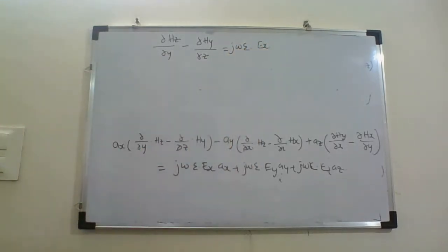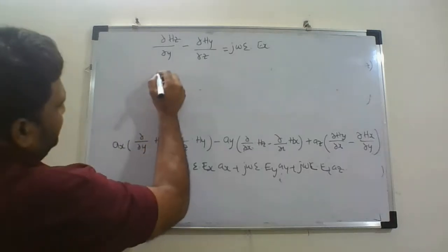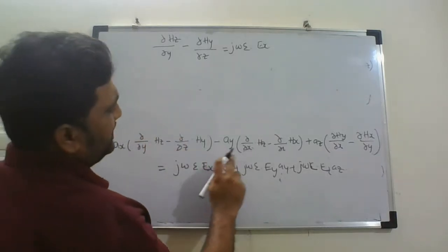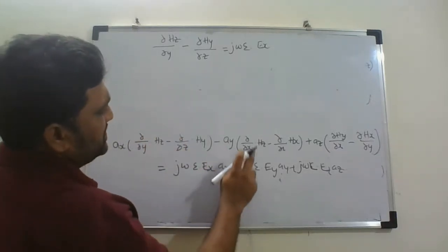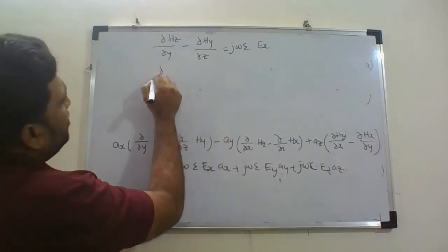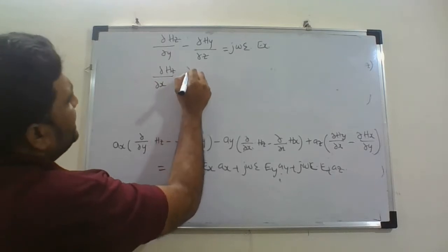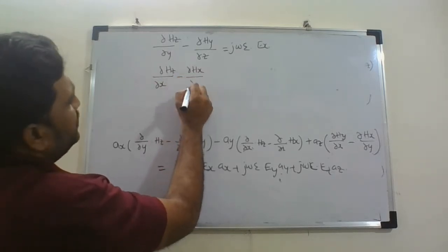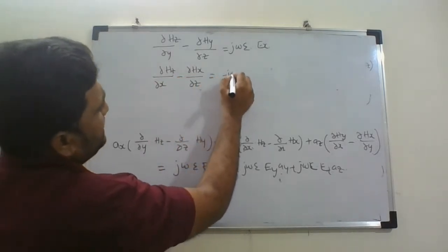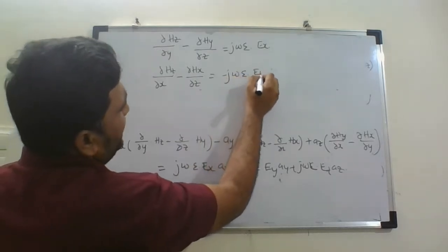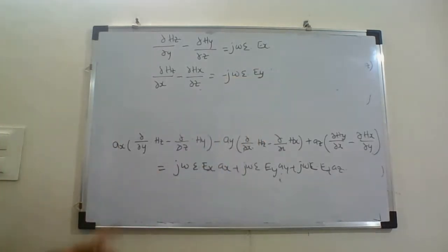Okay, so that is the first term. Then next, the second term. What is the second term I get? So this is the second term, right? So ∂Hz/∂x minus ∂Hx/∂z is equal to minus jωε into Ey. This is what I'm going to get.